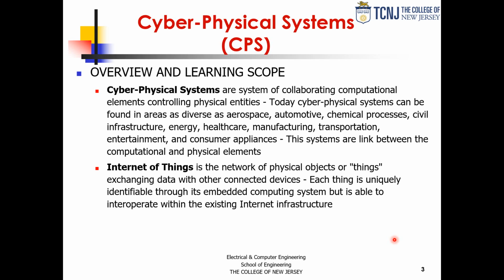They are networked. And if we have enough of these systems networked together, then we have what we call an Internet of Things paradigm. In that sense, and in that context, the definition of Internet of Things is a network of physical objects or things that can communicate with each other to exchange data with other devices that are equally connected.